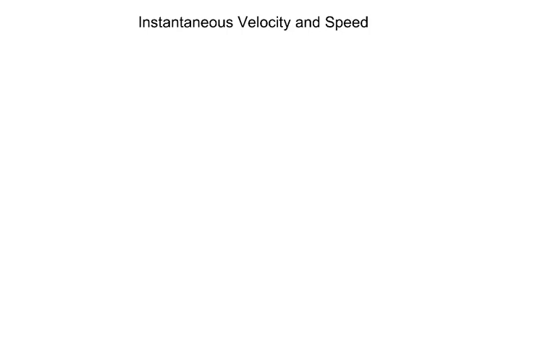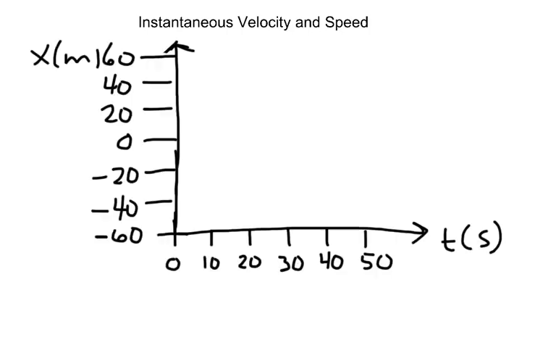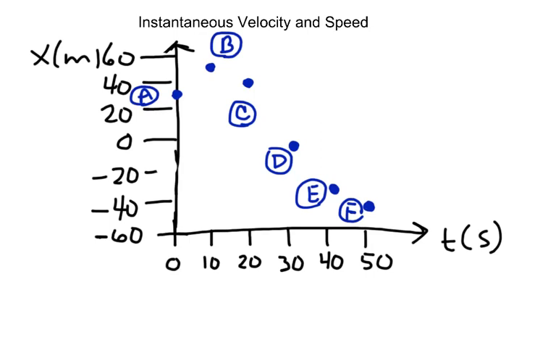Instantaneous velocity and speed. Let's look at a position versus time graph, and let me go ahead and plot a continuous function. Here are some points that I plotted: A, B, C, D, E, and F. Here's the best fit curve in green.